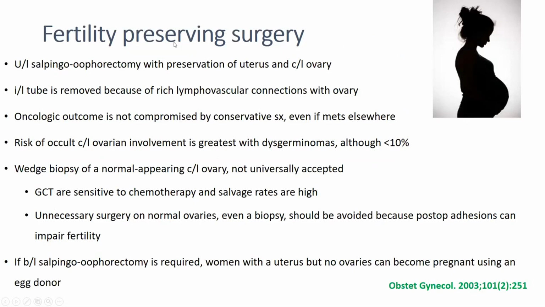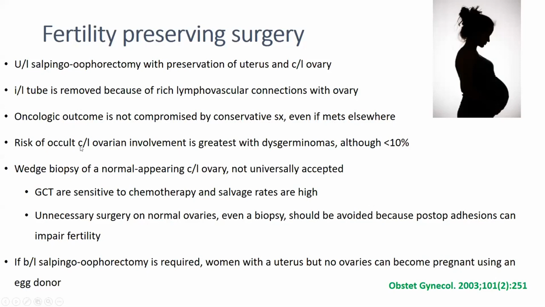So first is fertility preserving surgery. Generally, as discussed, unilateral salpingo-oophorectomy is done for these patients with preservation of the uterus and contralateral ovary. The ipsilateral tube, if it is not adherent to the ovary, can be left inside, but otherwise it should be removed because of the rich lymphovascular connection with the ovary. The other ovary and tube need not be removed, because it has also been seen that oncological outcome is not compromised by conservative surgery, even if metastatic disease is present elsewhere in the body.